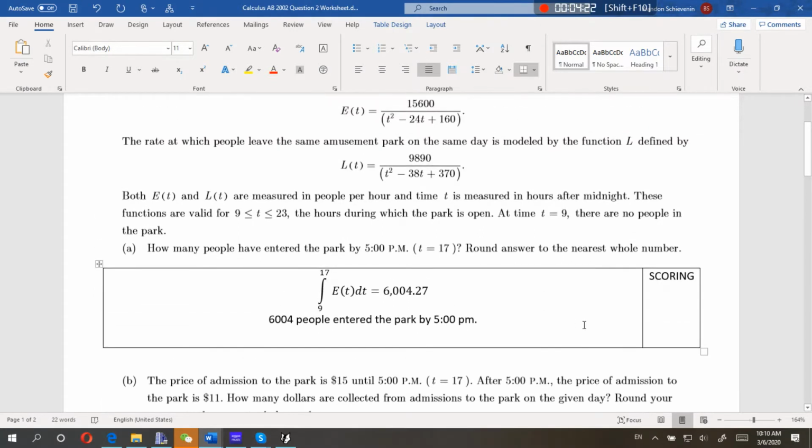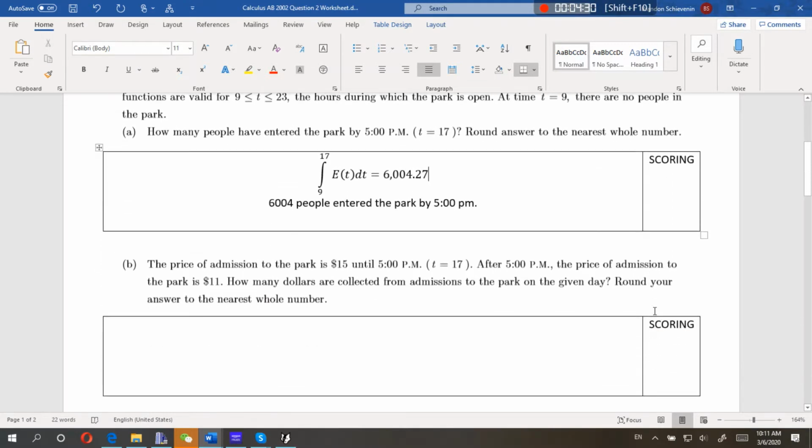Okay, any questions on part A? No. Okay, then Oliver, over to you. Our price of admission to the park is $15 until 5 p.m., but after 5 p.m. the price of admission goes down to $11. I want to know how many dollars were collected from admissions to the park on any given day.